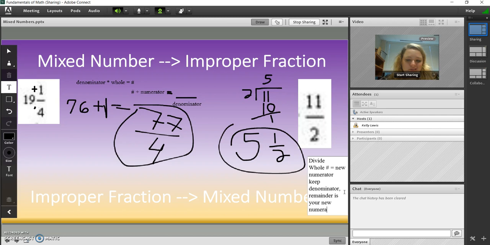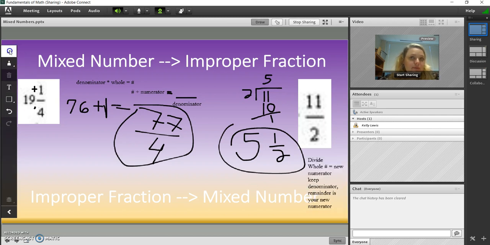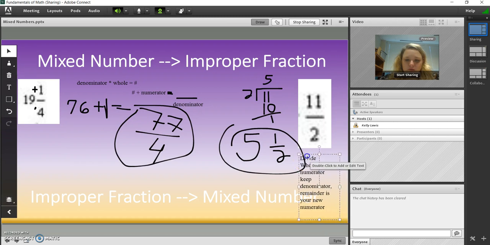I should have scooted that over before I typed, but it's okay. All right, there we go, guys. If you like steps.